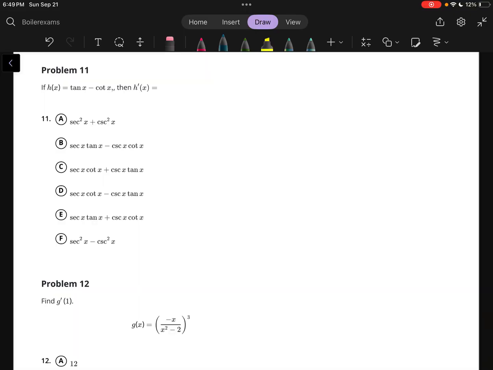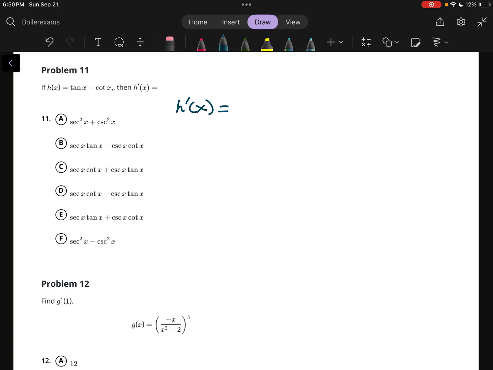Question 11 says, if h of x equals tangent x minus cotangent x, then what is h prime of x? So there's no shortcut for this. All you need to do is just memorize your trig derivatives. That's the best way to do it.